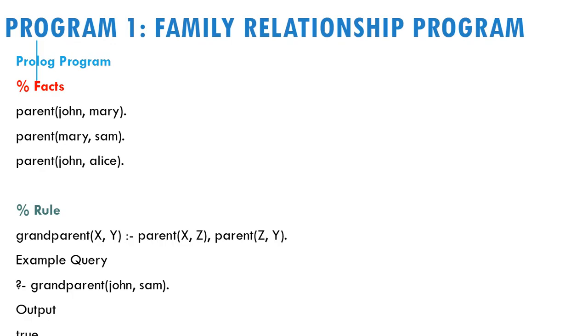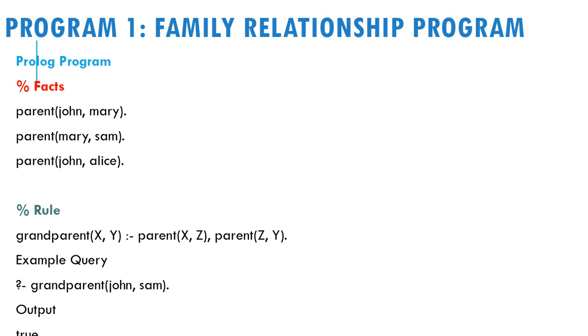First, we define some facts using the parent predicate. For example, parent(John, Mary) means John is the parent of Mary. Similarly, Mary is the parent of Sam. Next, we define a rule for grandparent.